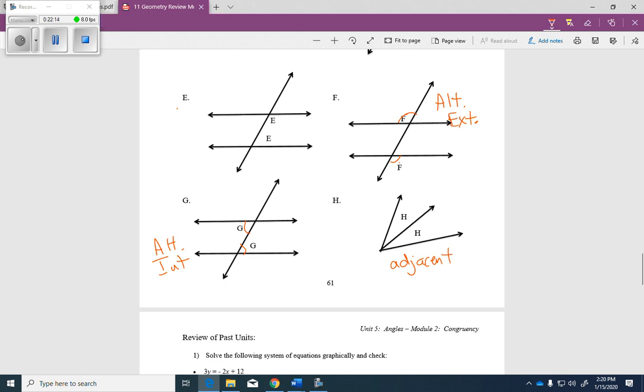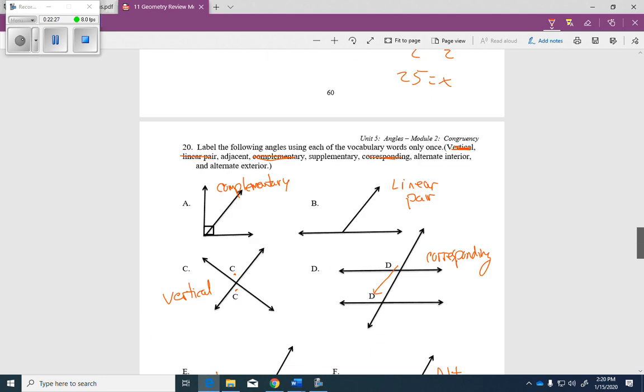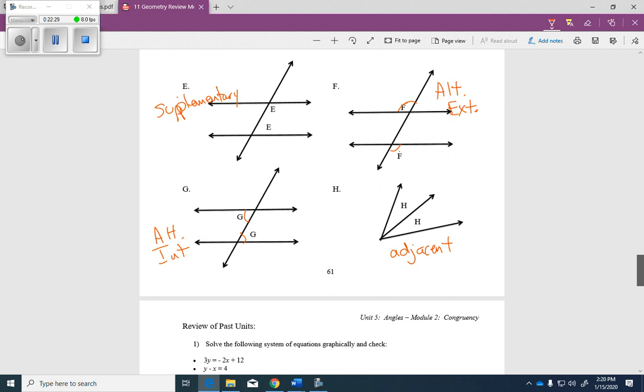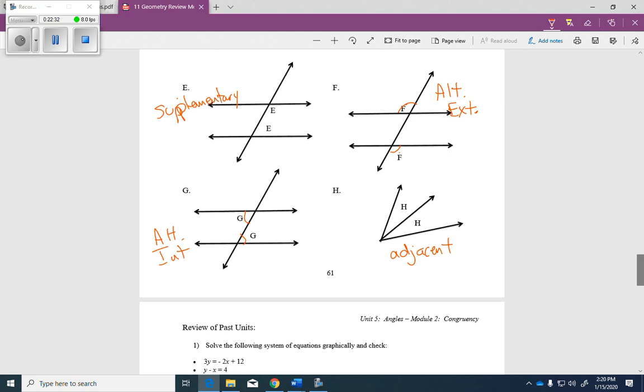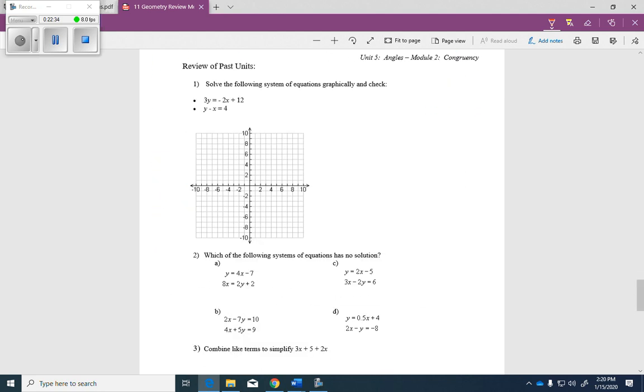And now we could go back to E. These have to be supplementary. Supplementary angles add up to 180. These can't be called a linear pair because they don't form a straight line, but they really do add up to 180. And then review of past units.